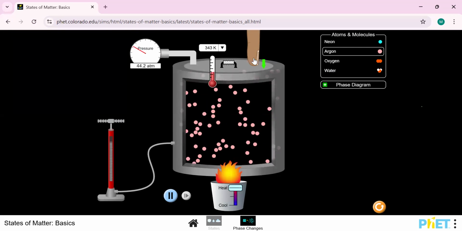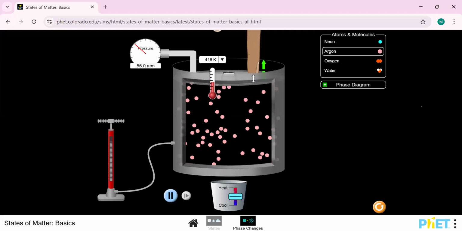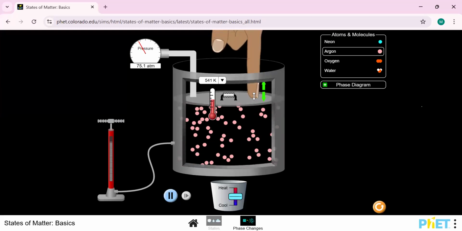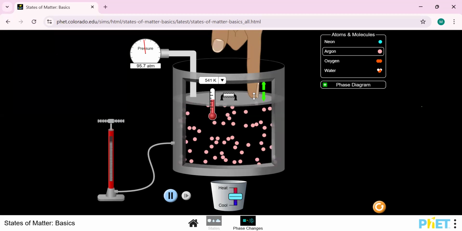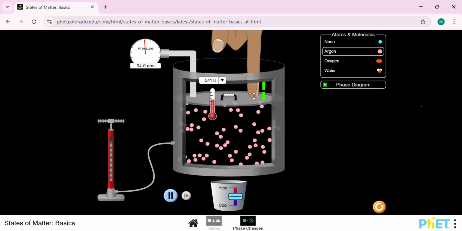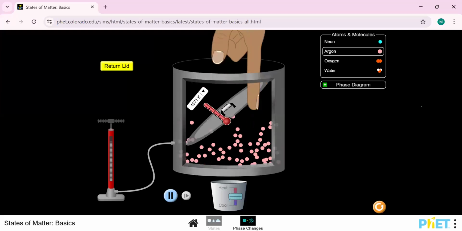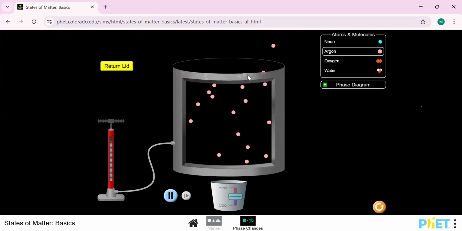Now I'm going to press the lid. In this area, the molecules are highly compressible. Then I press here. The temperature is 167. At that temperature only, the argon lid comes out of this area. So the pressure also increased.